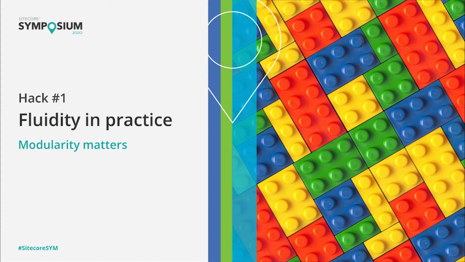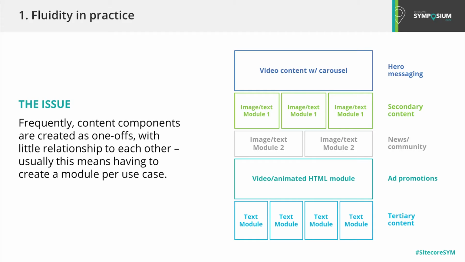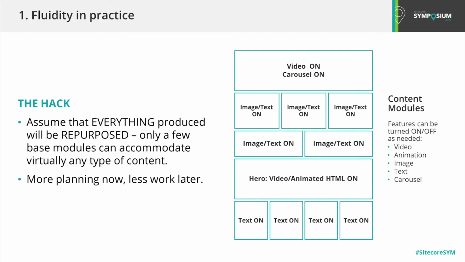First up, let's talk about fluidity in practice, where modularity is the key here. Every single website component needs to be created from inception to be part of a system. Things should always work together seamlessly. Unfortunately, most content components are created as one-offs. Before you know it, you've got a lot of components that are discrete and not designed as part of a system. Fortunately, the hack is pretty simple. Instead of having a bunch of modules doing a bunch of different things, go ahead and make super modules, modules that can accommodate lots of features that can be turned on and off as necessary in each use case.